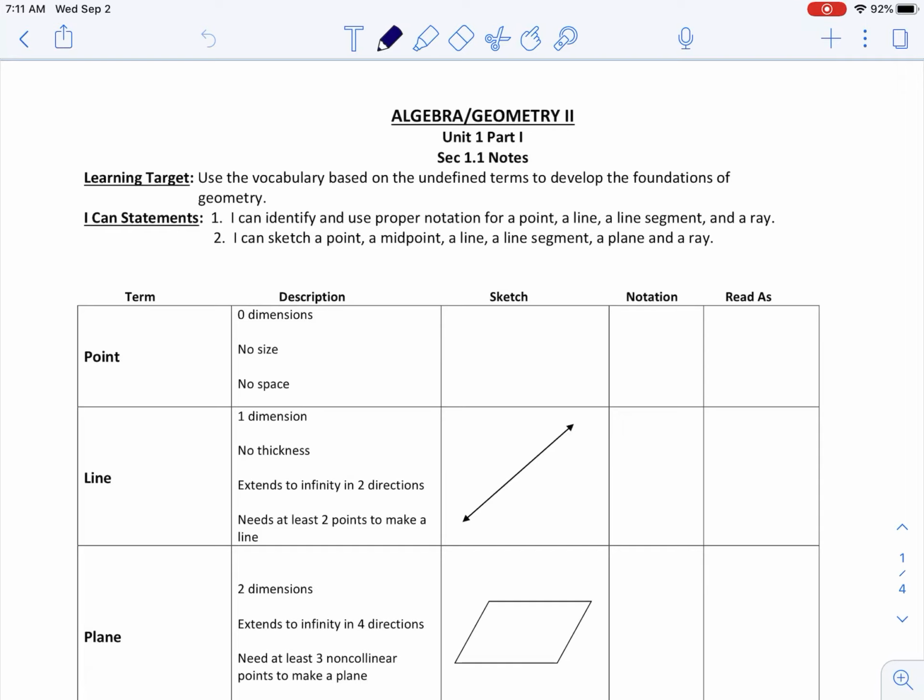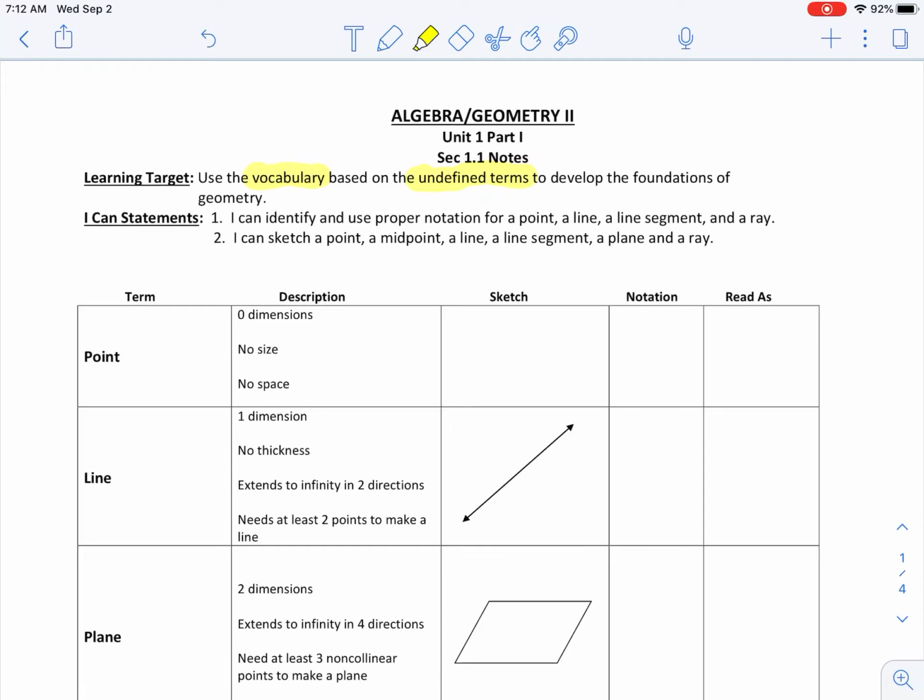So I'm going to go through some of our new terms in geometry this year, and hopefully you guys can follow along too, and this will be some of the things we're going to talk about in class. So section 1.1, our learning target for this and for the unit is we are going to use vocabulary based on the undefined terms to develop the foundations of geometry.